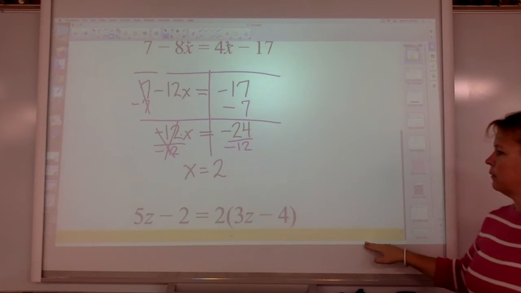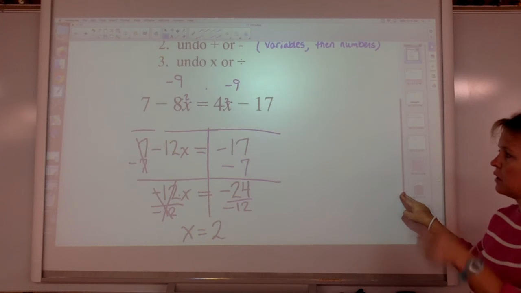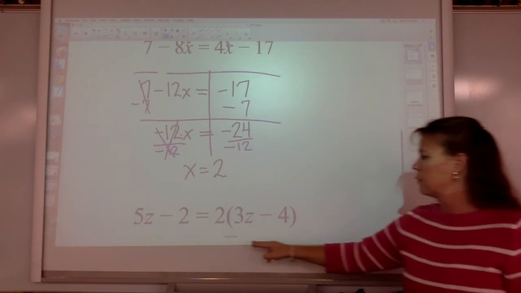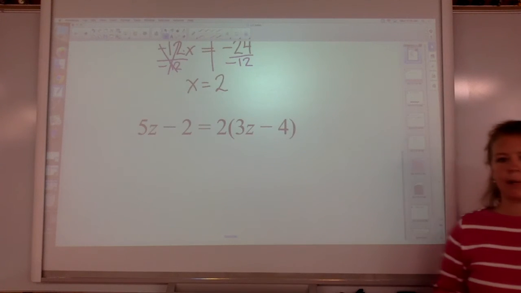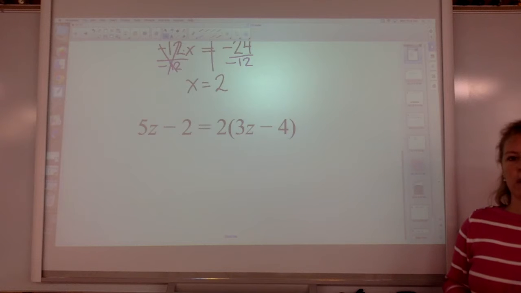So there's one problem. We'll do another one. Notice it's different. The first one just had 3 steps to it. This one we're going to have to add that distributive property in. 5z minus 2 equals 2 times 3z minus 4.